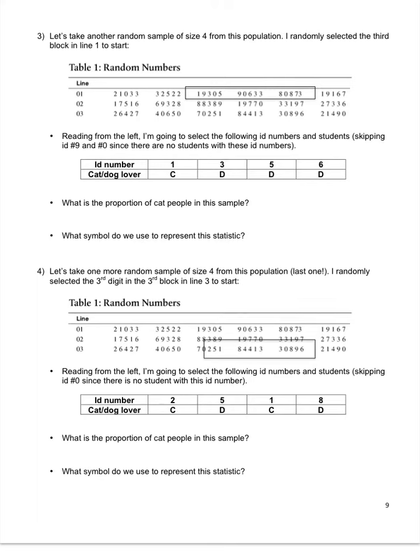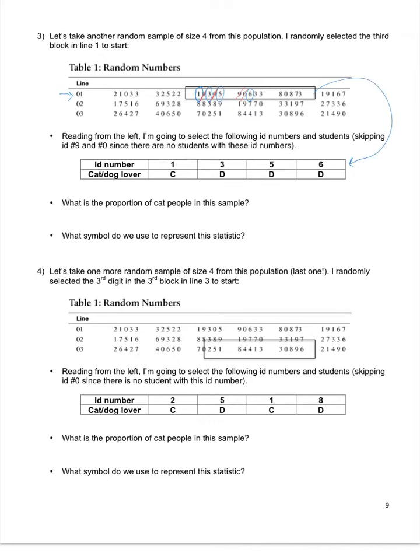Number 3, let's take another random sample of size 4 from this population. I randomly selected the third block in line 1 to start. So again, I close my eyes, I put my finger down, and my finger landed right here on that 1. I'm going to again read from the left, and select the following ID numbers and students. If I look, I'm going to have to skip ID number 9 and 0 because I have no students that correspond to that. So reading those ID numbers, I have 1, 3, 5. Oh, I have another number I have to skip. And 6. So 1, 3, 5, and 6. So that is this top row right there.